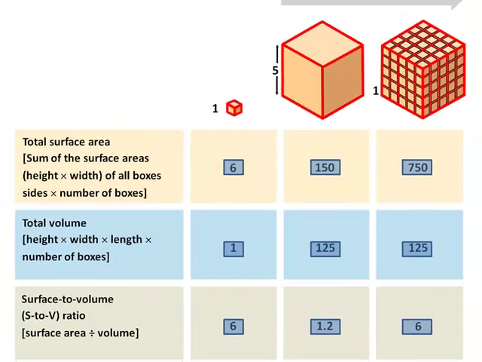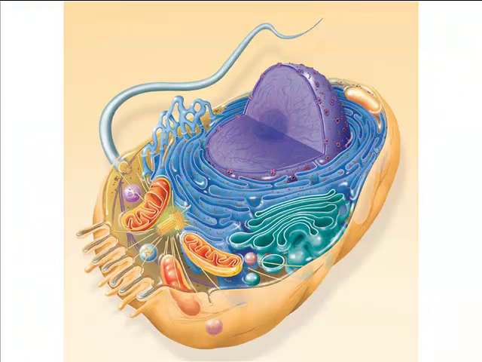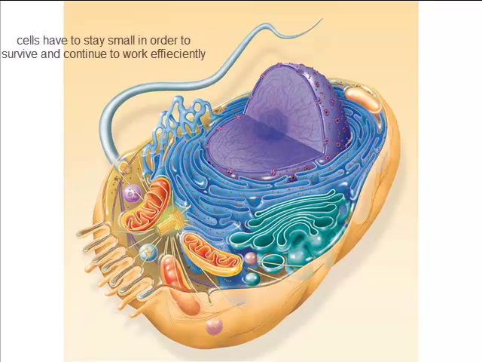Now the point of this is that within a cell, this same thing happens when you add all these internal membranes. And the membrane is where all the work in cells typically occurs. So the more membrane space you have, the more work you can do. But you have to stay small as a cell in order to survive because there's only so many nutrients available and so many materials available.